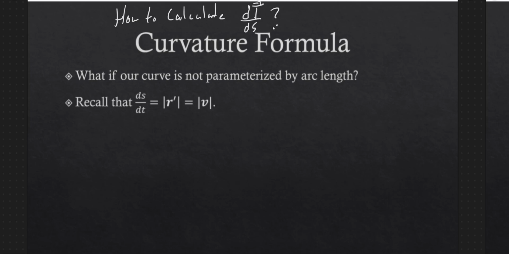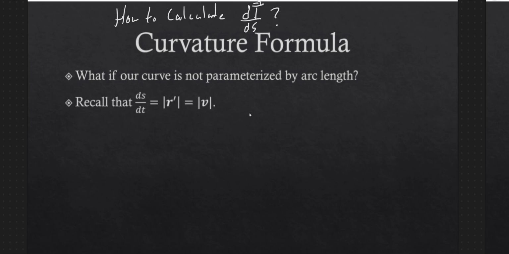But we don't want to have to go through that whole process every time to figure out if it's parameterized by arc length or not, and then shift the parameterization so it is. That's a lot of work. We'd like to just have a formula. We'd like to do this once, in general, and then have a formula that works for all cases. As it turns out, this is not too difficult to do.